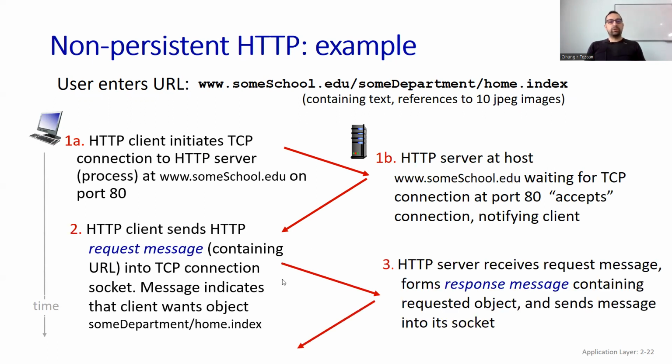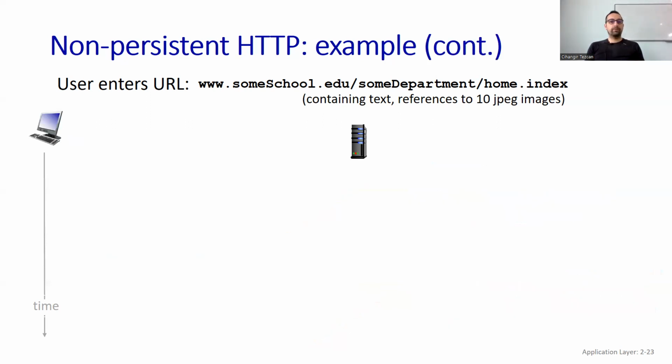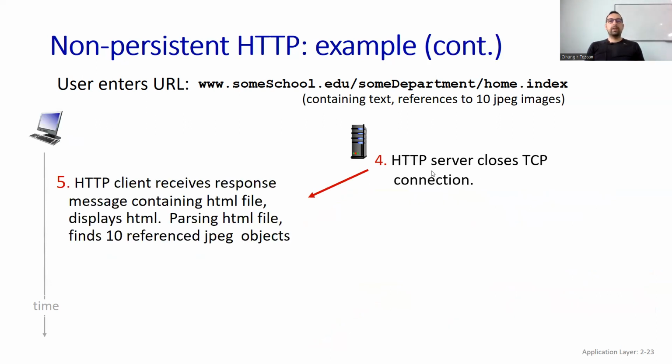Now you send your request, which is this. Okay. Initially, you don't send it. You just send a classic hello message, which is the TCP handshake part. Now you send your request, this URL. So they send you the HTML file. Okay. The HTTP server closes the TCP connection, and the client receives the response containing the HTML file.